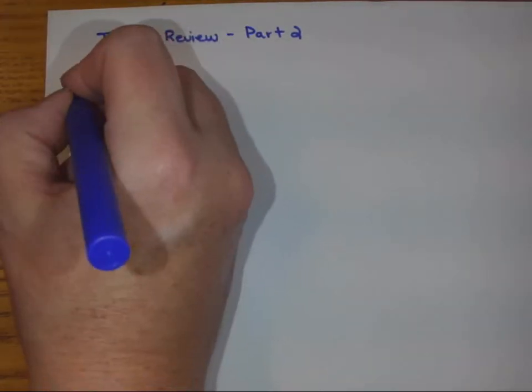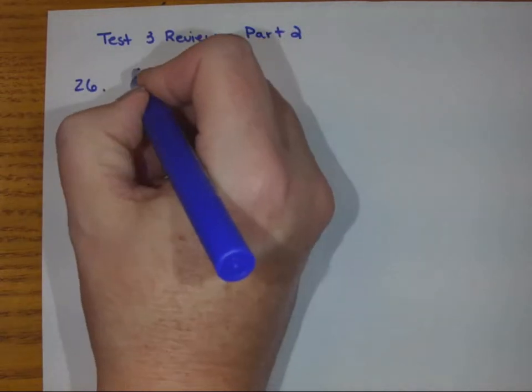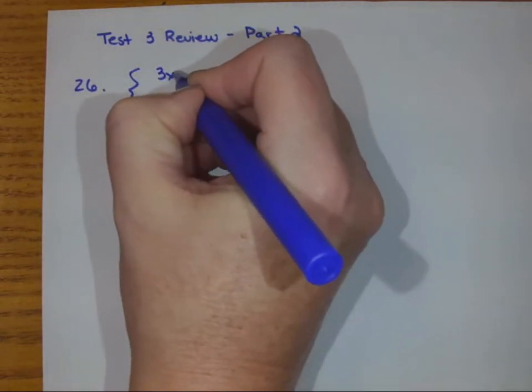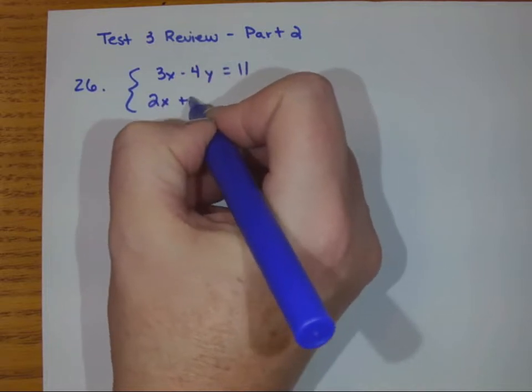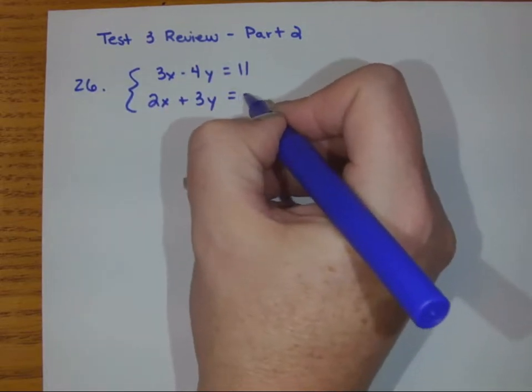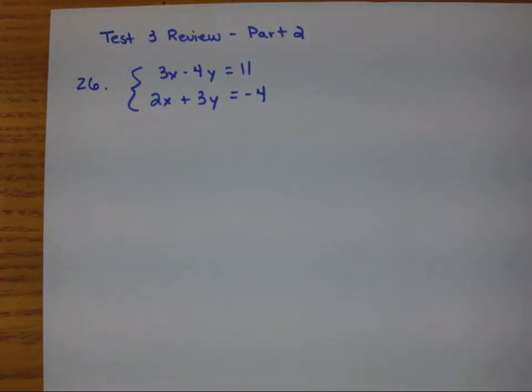So this is going to be the last half of the test 3 review video. Make sure that you know how to do the different methods. So 26 and 27, I want you to use the addition method. Remember what we're looking for in all of these methods is the point or points that they have in common. Okay? So you're looking for your answers to look like points when you're finished.